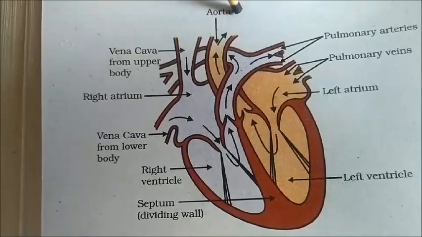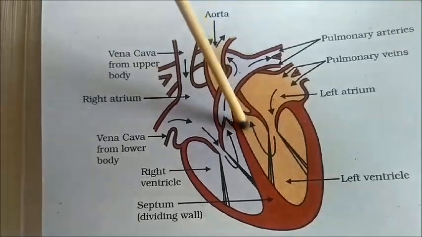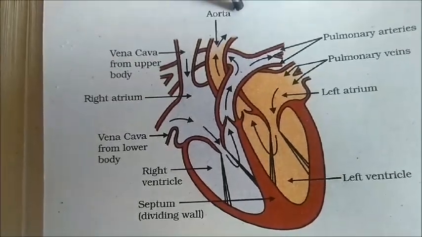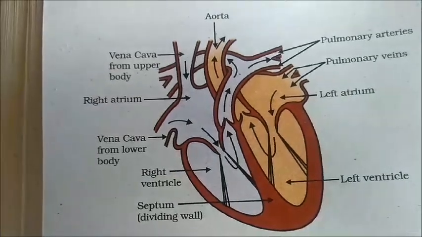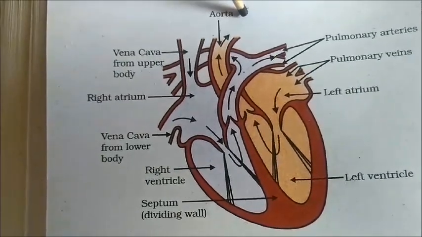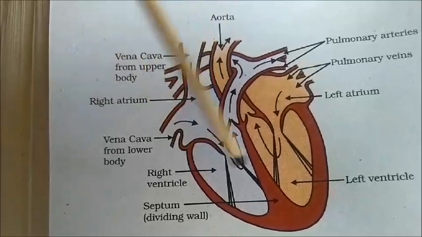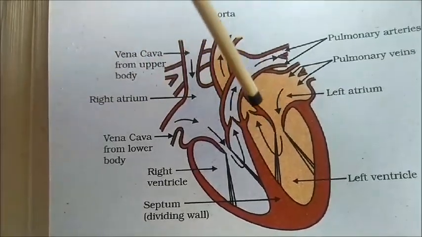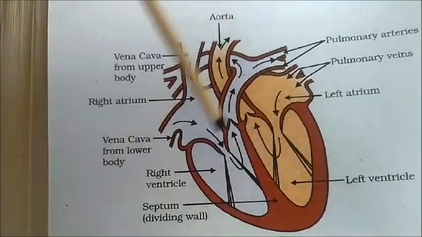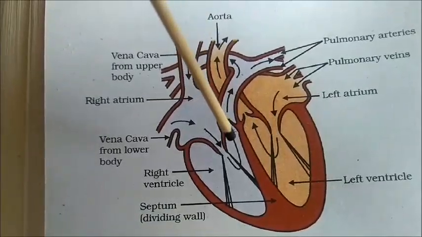This is the biggest artery of our body. Now this blood is oxygenated, so it will get supplied to each and every cell of our body. So this is the structure, and this circulation is known as double circulation.